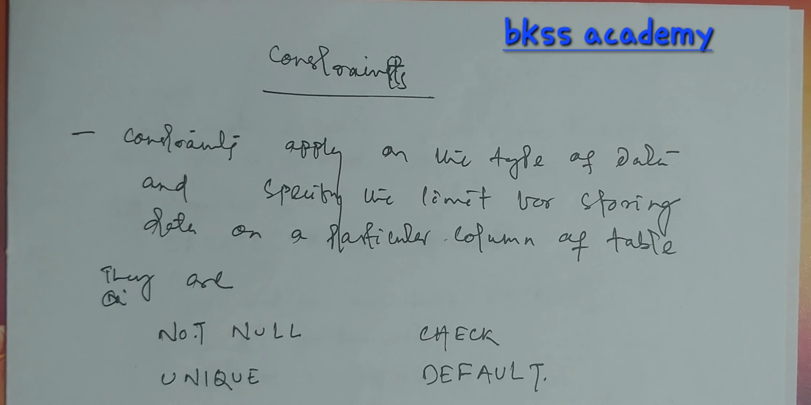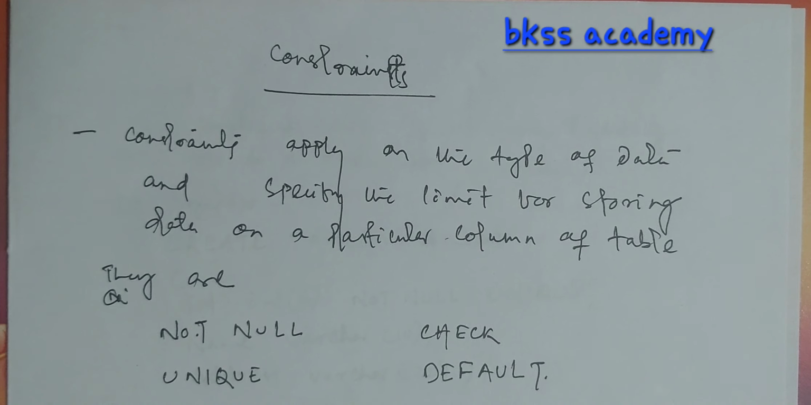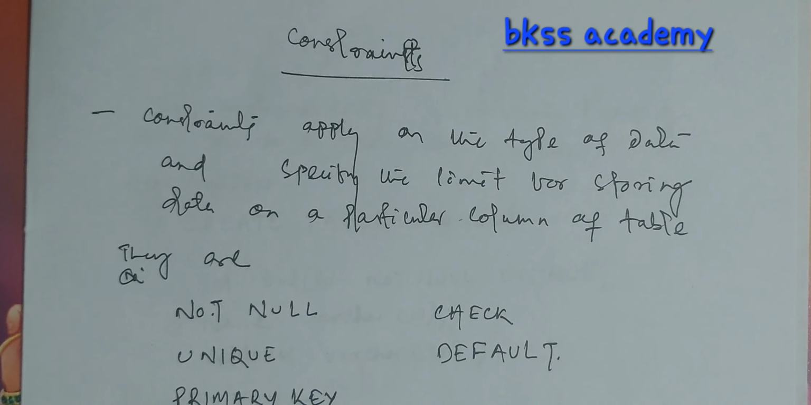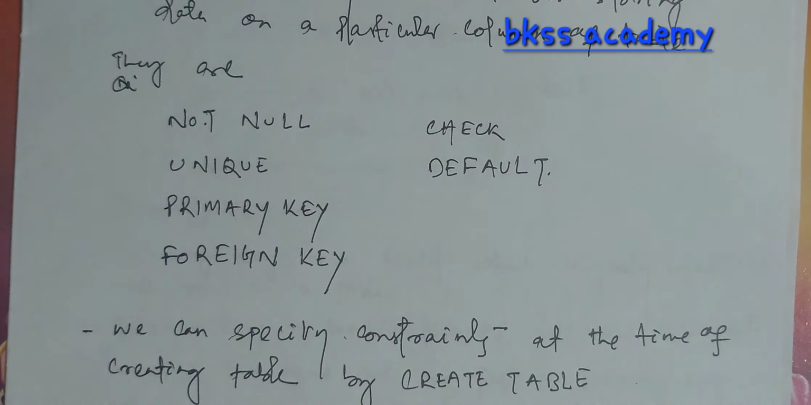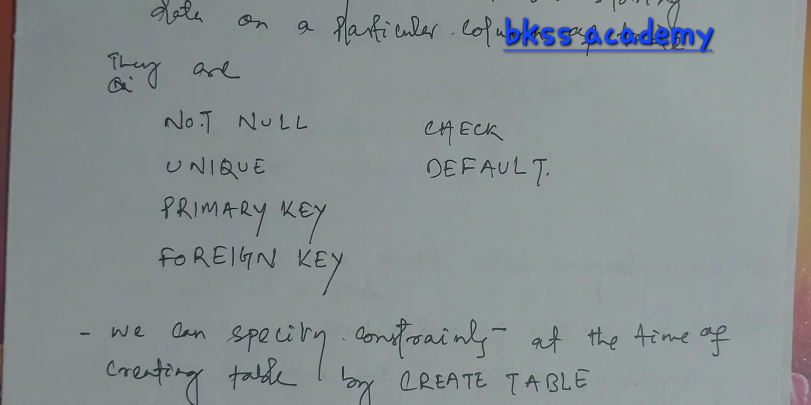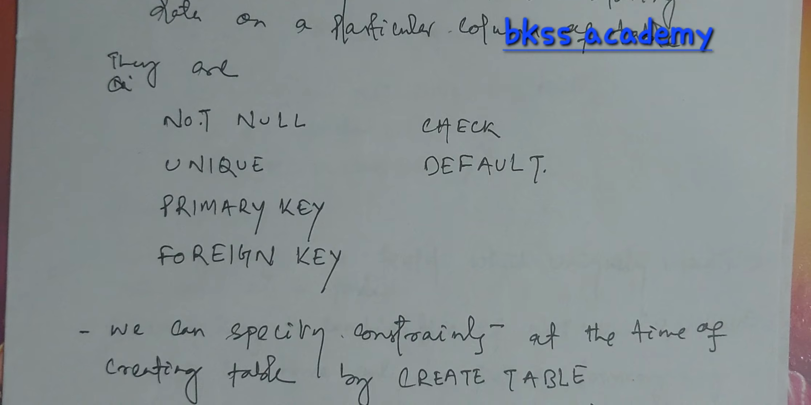We will discuss now about constraints in database management system or database engineering. This topic will be very much helpful for your professional life as well as your student life, or for different kinds of examinations. Constraints apply on a type of data and specify the limit of storing the data on a particular column of the table. These constraints are applicable to the columns of the table. They are: not null, unique, primary key, foreign key, check and default.